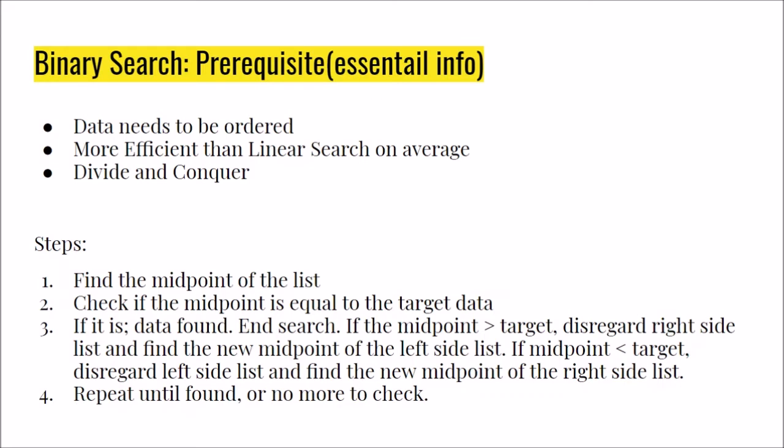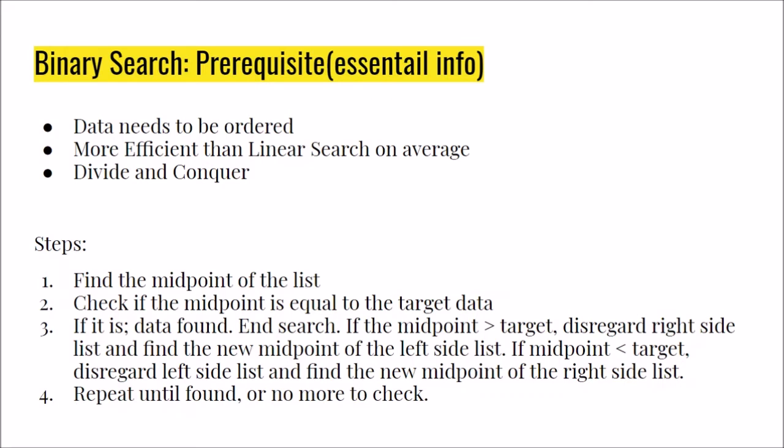Then we're going to check if that midpoint we just found is equal to the target data. So target data would be the number we're looking for, and if we have found it, if it is the very middle number, then great. But if not, then we are going to have to compare that midpoint. And we can see, if midpoint is larger than target, then we're going to disregard that right side.